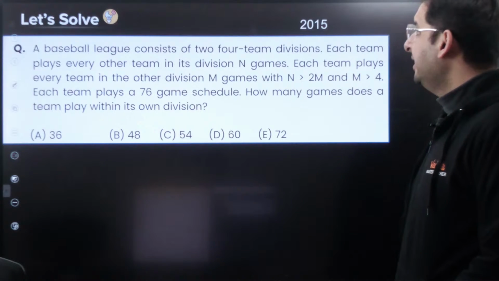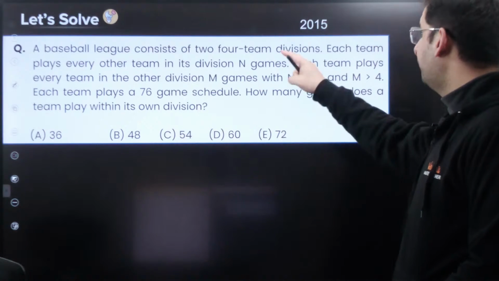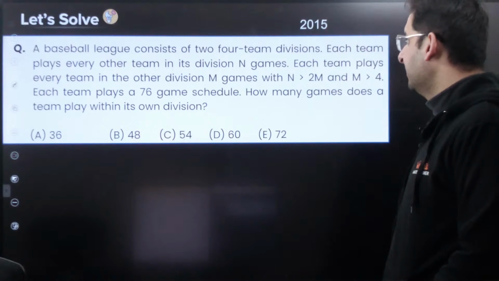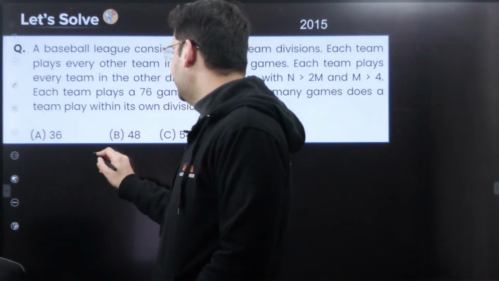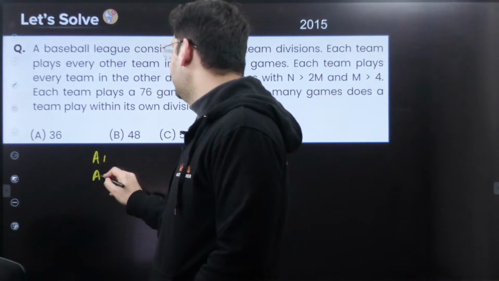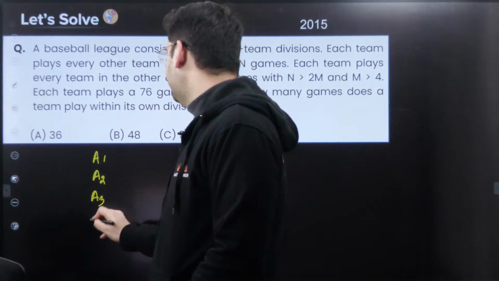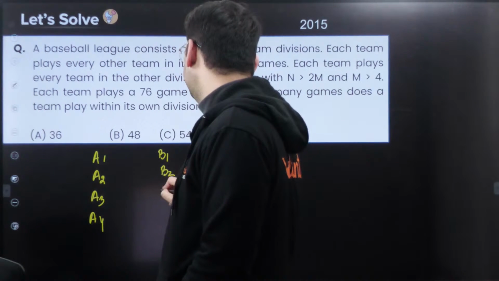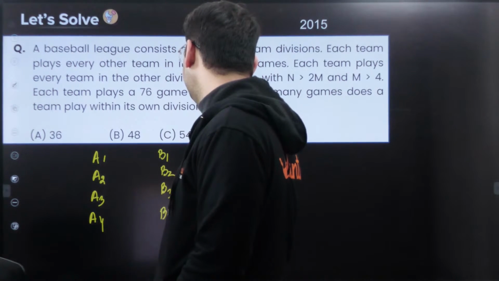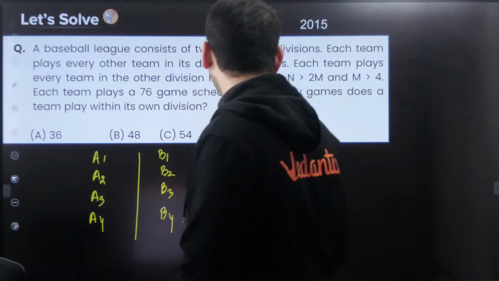A baseball league consists of 2 4-team divisions. So there are 2 divisions of 4 teams each. Let's have A1, A2, A3, A4, and there is another division of 4 teams, B1, B2, B3, B4. So a total of 8 teams. This is division 1, this is division 2.